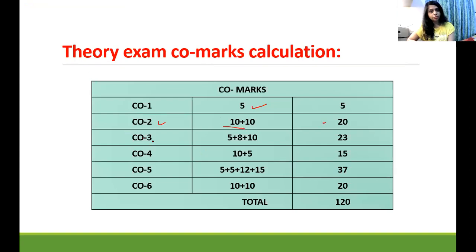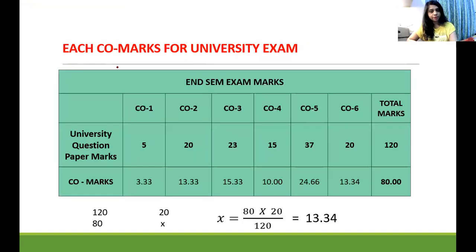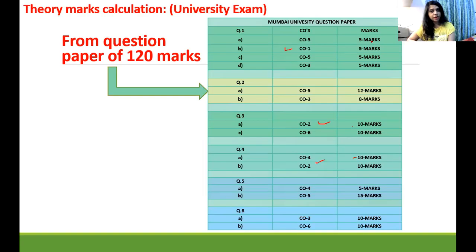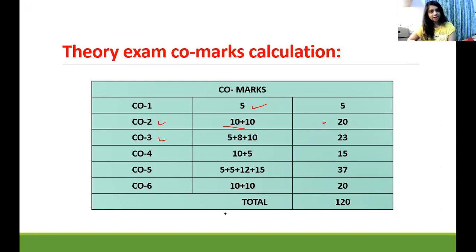So CO2 is asked for 10 plus 10, that is 20 marks. Then next go to CO3 and check again. CO3 is asked here for 5 marks, here for 8 marks, and here for 10 marks. So add these 3, that is 5 plus 8 plus 10, and CO3 is asked for 23 marks. Similarly, finish it for CO4, CO5 and CO6, and you will get a grand total of 120.